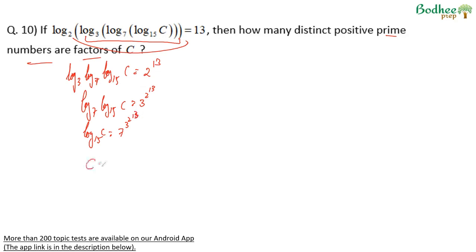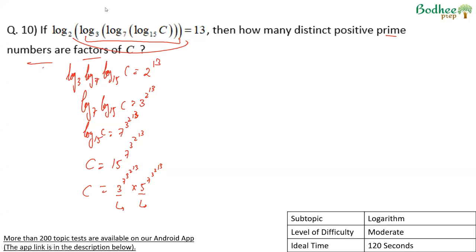And therefore, the value of C will be nothing but 15 raised to power this part. So 15 raised to power 7 raised to power 3 raised to power 2 raised to power 13. Looks a little complicated, but this essentially is nothing but 3 raised to power 7 raised to power 3 raised to power 2 raised to power 13 into 5 raised to power 7 raised to power 3 raised to power 2 raised to power 13. We are not looking for factors, we're just looking for prime factors. Only two prime factors are possible, 3 and 5, and that becomes my answer. So again, might look a little difficult, but not more than a moderate level of difficulty question and should be solvable in about 2 minutes time.